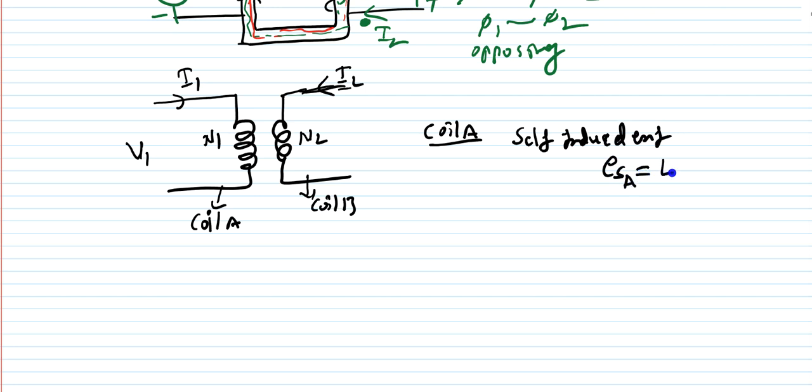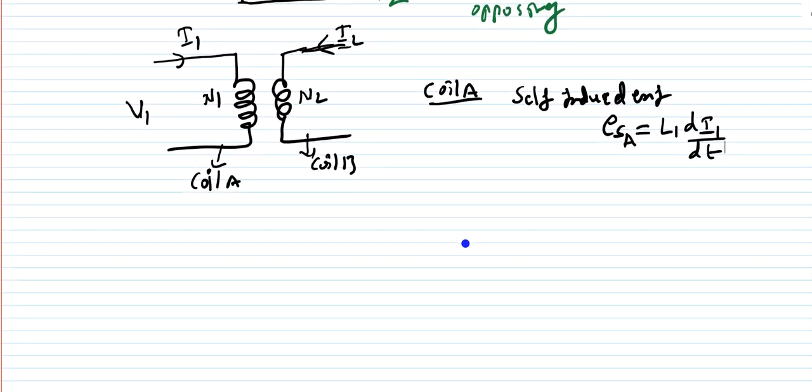So this is L1 di1 by dt, isn't it? This is the self-induced EMF in coil A. Then what is the mutual induced EMF in coil A? You can write it as M di2 by dt. So this is the mutual induced EMF in coil A. Here it is a dot product, so both are in the same direction, by the dot convention. So I'm taking the mutual induced EMF, M, as positive.